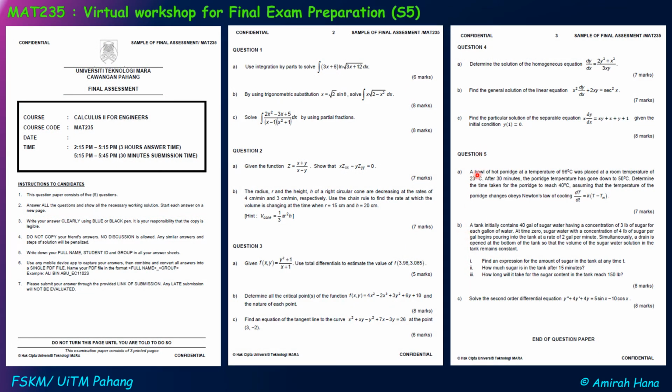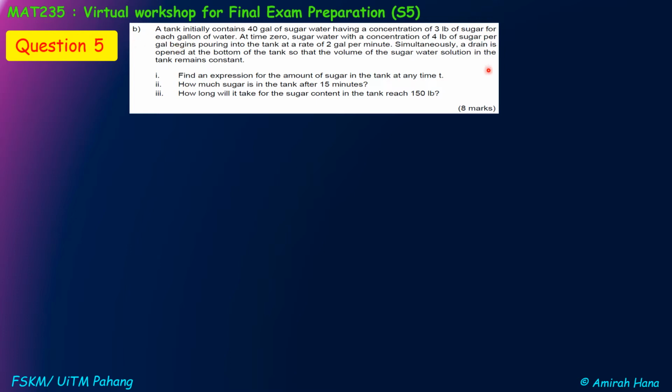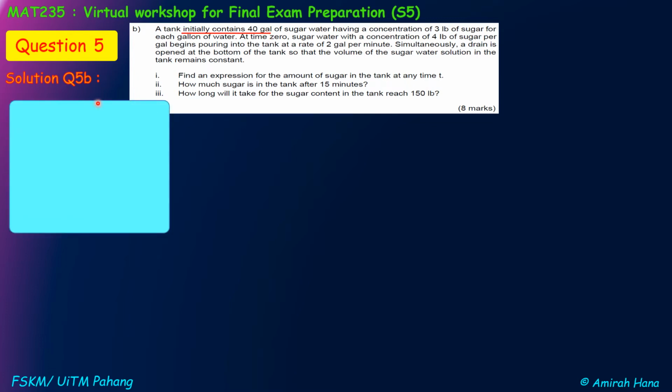Next, we continue with question 5b. This is the given question under the topic of mixing problems. To solve this problem, we look at it one by one. A tank initially contains 40 gallons. Initially means time equals 0, and 40 gallons means volume. So we can write V naught equals 40 gallons, the volume when time equals 0.